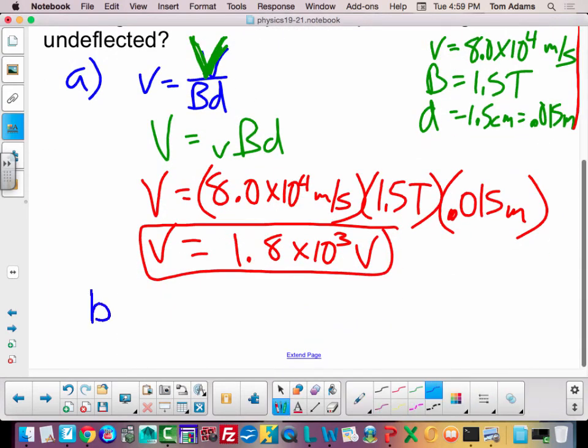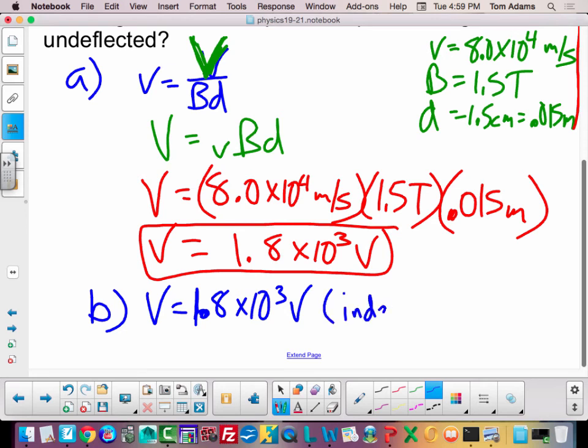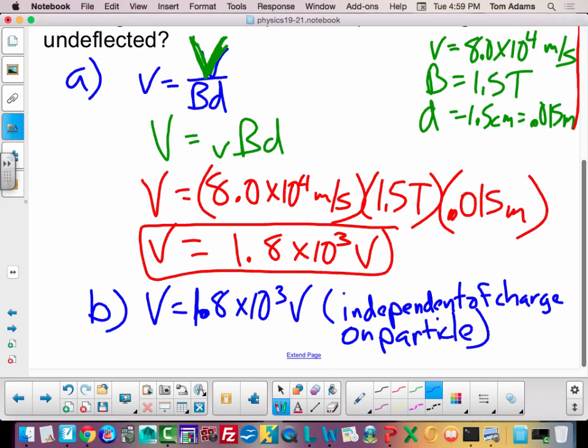For part B, if we double the charge, guess what? It's still 1.8 times 10 to the 3 volts. And the reason it's the same voltage is because it's independent of charge on the particle. So that's kind of a trick question. I hope you guys didn't go through and try to find a formula with Q and plug it in. You don't need to.